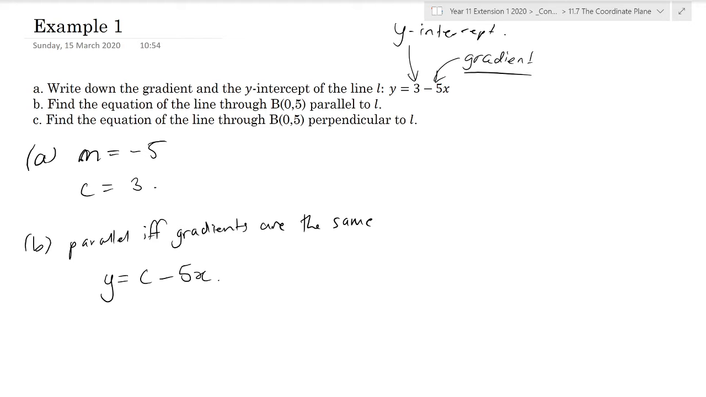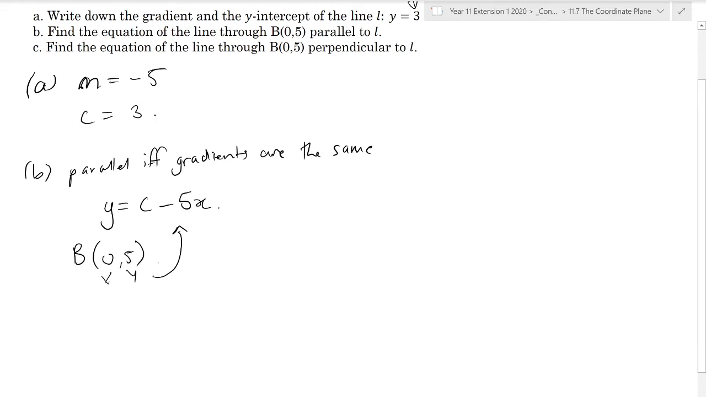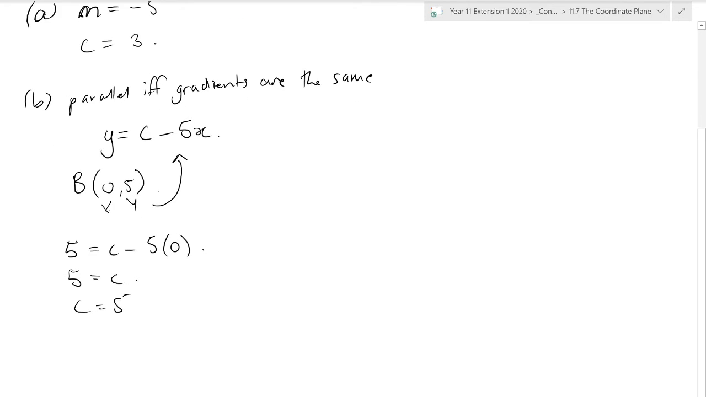We can do this by substituting a point, (0, 5). Okay, so if we substitute that point where this is x and this is y into this equation, I should get an equation for this line. So substituting values in, where y is equal to 5, I get 5 is equal to c minus 5 lots of 0. Okay, so 5 is just equal to c, so c is equal to 5. So my equation becomes y is equal to 5 minus 5x, and that's it.